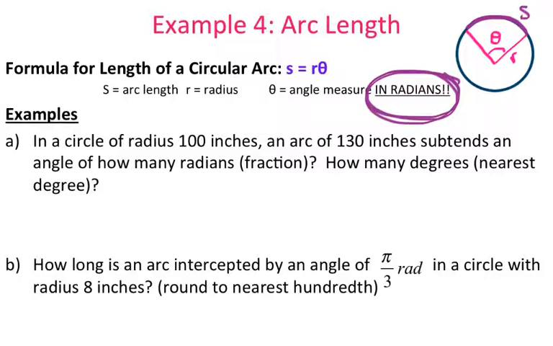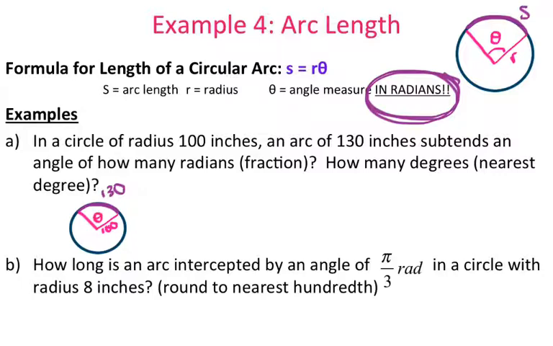So letter A, in a circle of radius 100 inches, an arc of 130 inches subtends an angle of how many radians as a fraction and how many degrees to the nearest degree. Okay, so here's what's happening. I have a circle. My radius is 100 inches. The arc length is 130 inches. And what we are trying to find is theta.